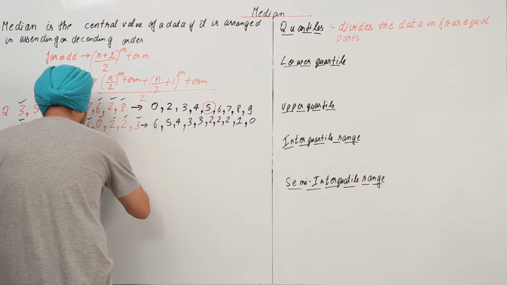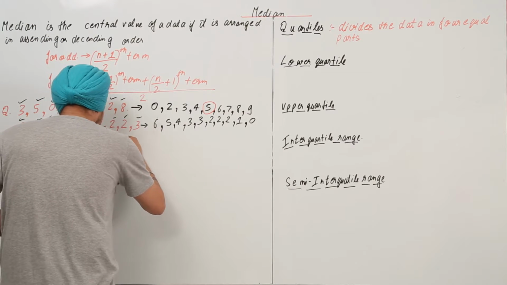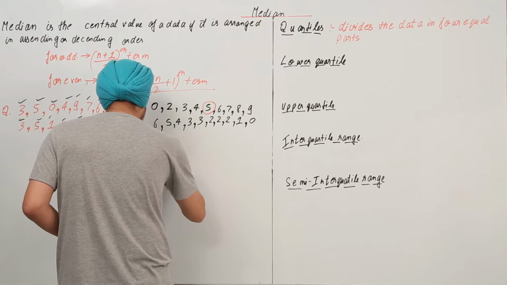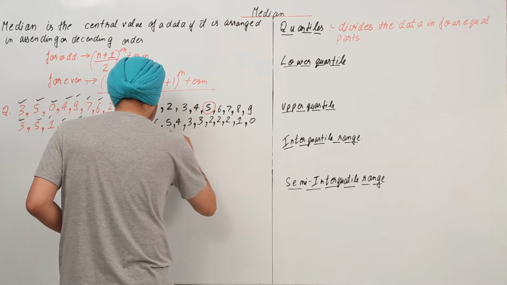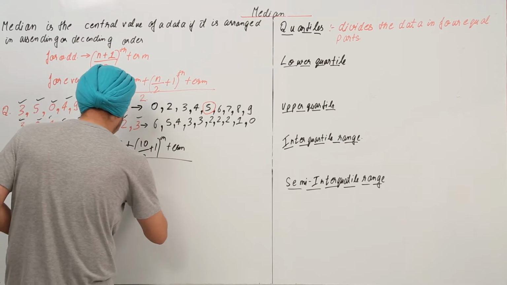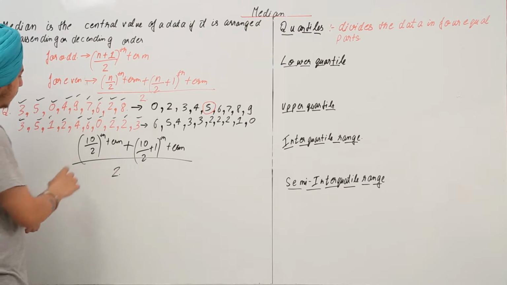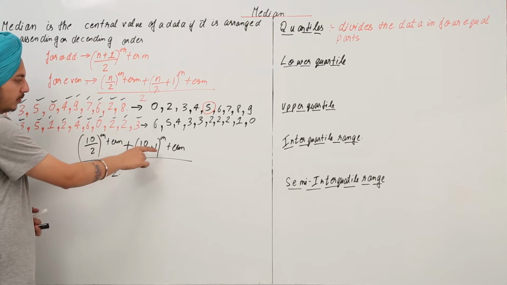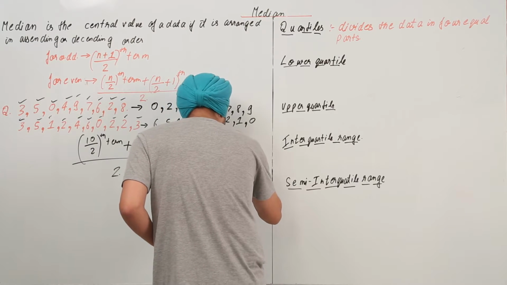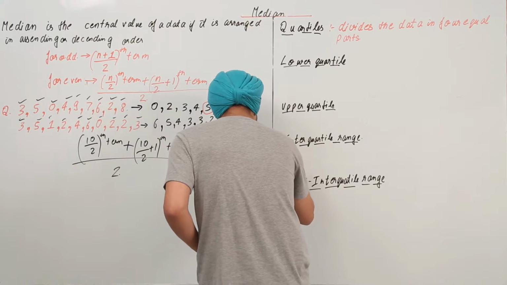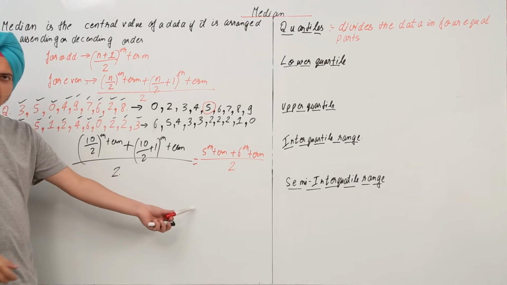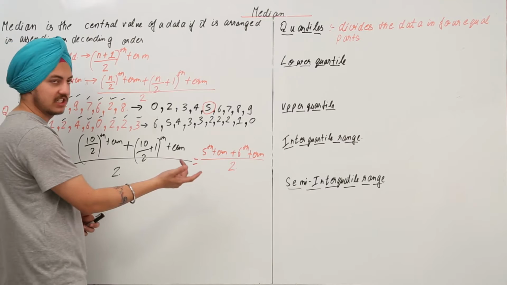So that is the 10 by 2 term, plus the n by 2 plus 1, that is 10 by 2 plus 1 term, this whole divided by 2. This is what it means, right? So 10 by 2 is the 5th term, plus 10 by 2 plus 1, this is the 6th term, divided by 2. So this is the 5th term plus the 6th term divided by 2, right? So what are the 5th term and 6th term?